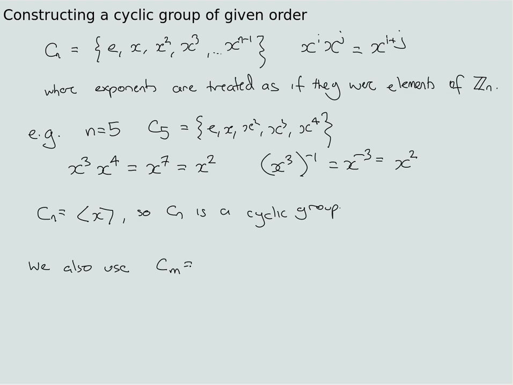So if I want to work with two cyclic groups at the same time and I want to distinguish between their elements, we might write, for example, Cm to be e, y, y squared, up to y to the m minus 1, just so I can tell the difference between the elements of my two groups. Okay, so that construction gives us a cyclic group of any given order.